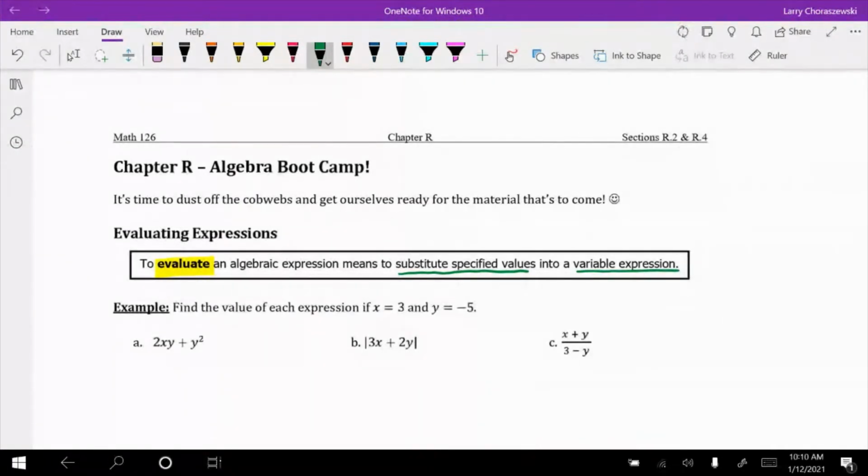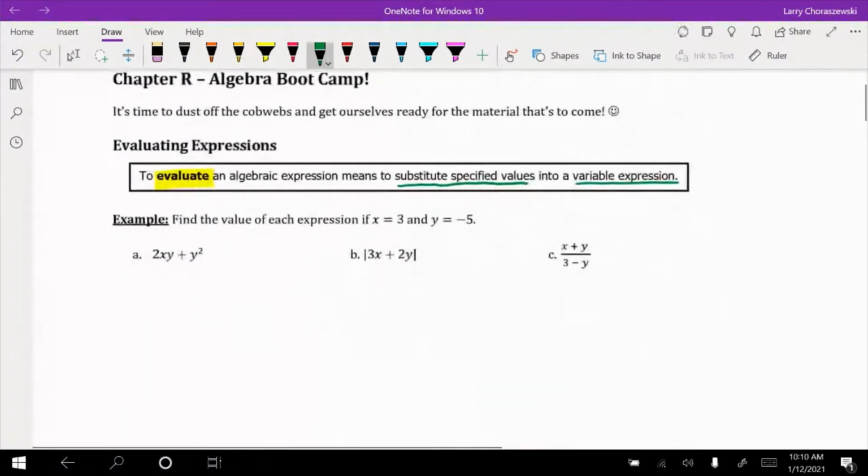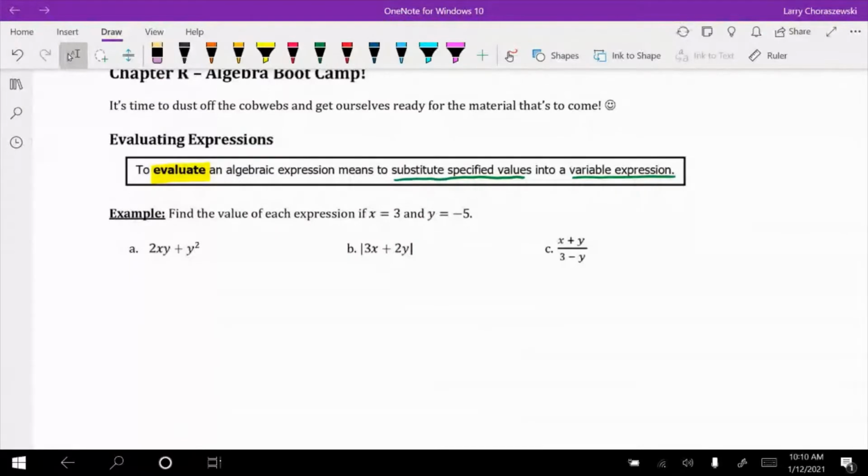Right underneath this, we have three variable expressions. Each of them involves the variables x and y. The instructions tell us what they want x to be replaced by and also what they want y to be replaced by. It says find the value of each expression if x is equal to 3 and y is equal to -5. So basically, anywhere you see x, you replace it with 3, and anywhere you see y, you replace it with -5.